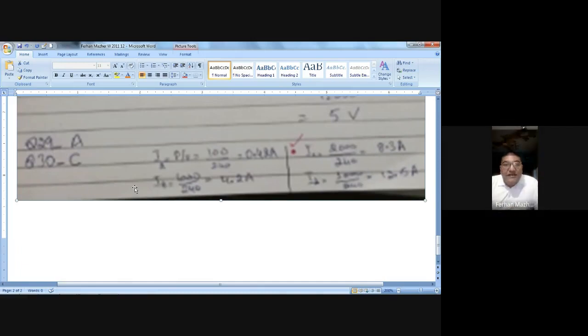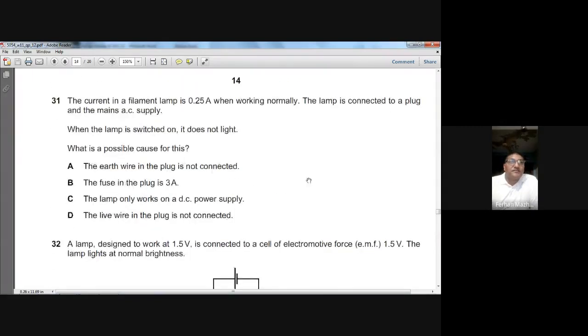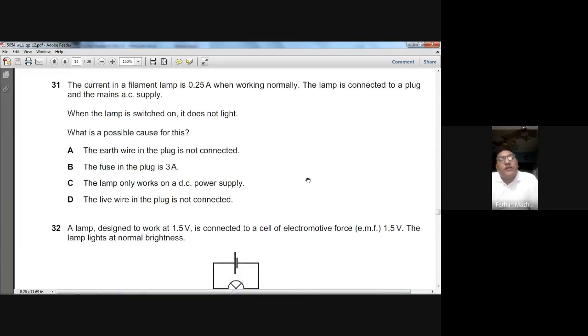You see this C, the current the appliance will take is 8.3 ampere, but the fuse which you put there is only 3 ampere. So it means that this fuse will blow. So for 30, C is the option. Okay. On your screen, we have question number 31.